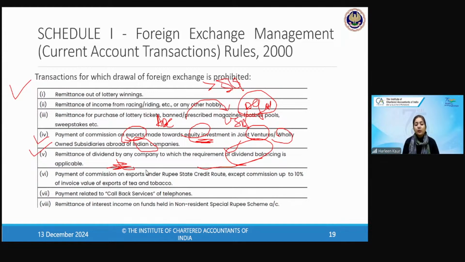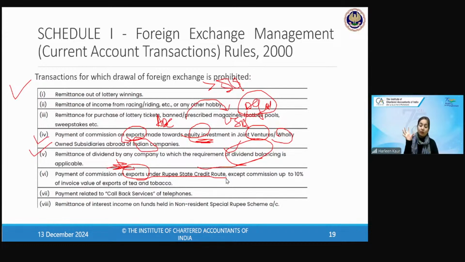Another thing is where the exports are being made under the rupee state credit route. Rupee state credit route means it is the route in which we are only going to accept rupees. We are not going to accept any dollars. So now we are sending the exports to the US. The US is giving us the money. Now, or we are importing the goods from the US. We are sending them money, rupees. Again, we are importing, we're sending.